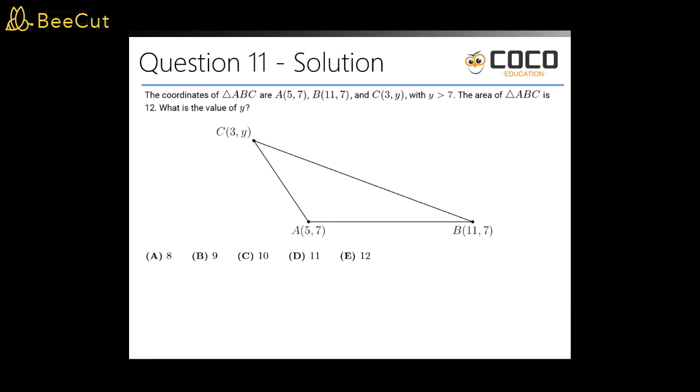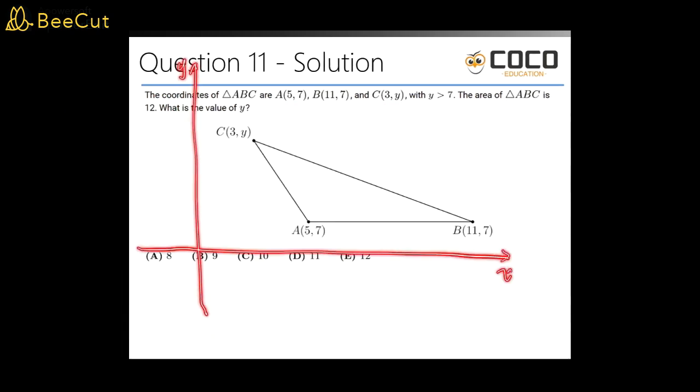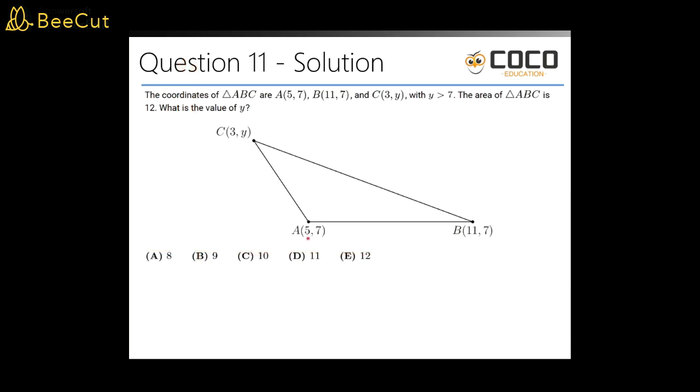Right, let's take a look at question 11. So to give us the coordinates, this will be in Cartesian coordinates. So you get the y-axis and the x-axis. Then these numbers, the first one is referring to the number on the x-axis. The second number is referring to the number on the y-axis. Anyway, we just need to know that here, between 5 and 11, the difference is 6. This means that AB is 6.